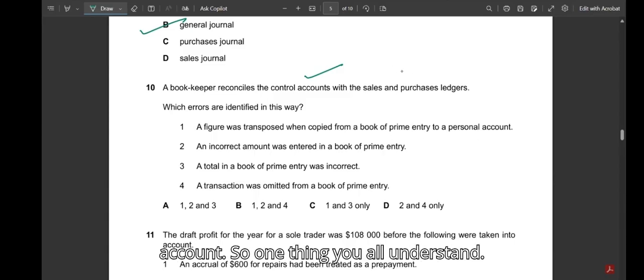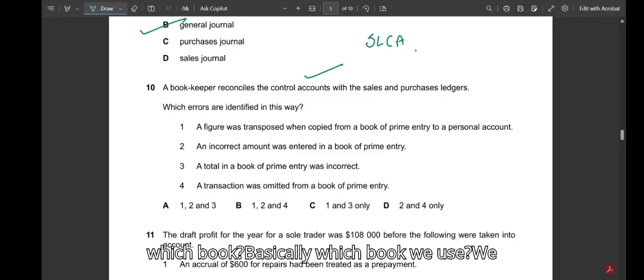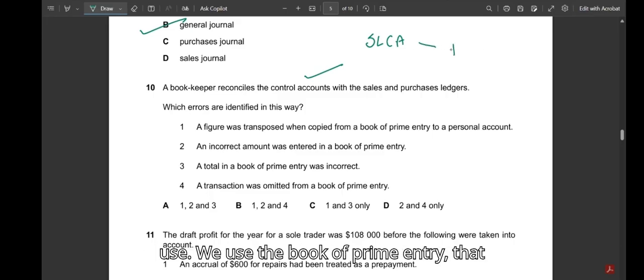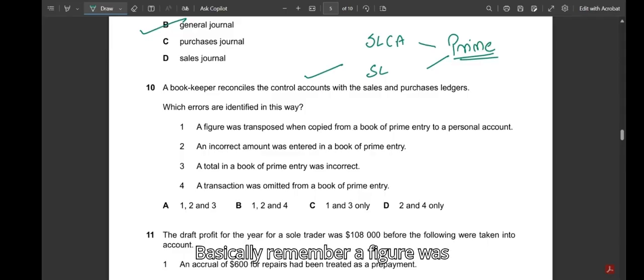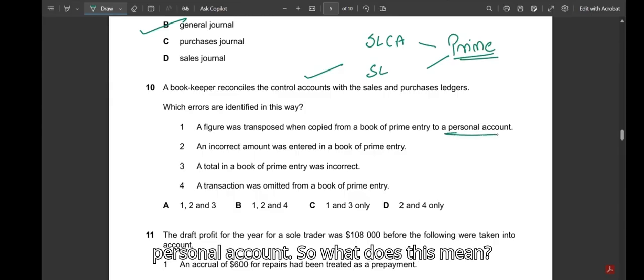So one thing you'll understand. So whenever we are recording, suppose sales ledger control account, which book basically do we use? We use the book of prime entry. That is, we use the sales journal in order to record the sales ledger control account, and this same book we use to record my sales ledger entries. So basically, remember, a figure was transposed. Transposed means nothing but flipping or rearranging type of thing. When copied from book of prime entry to a personal account.